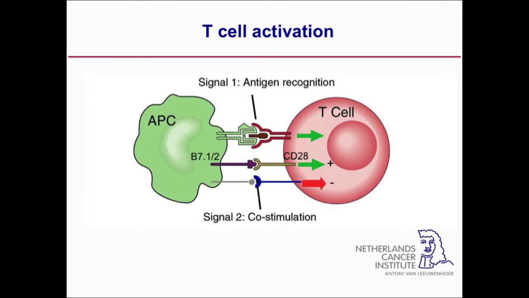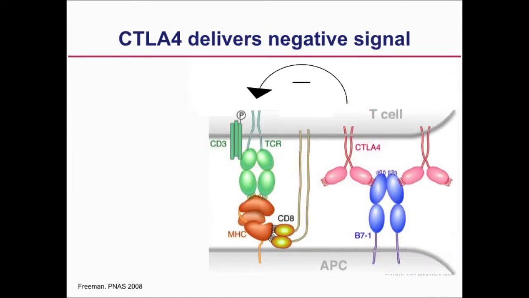But we also know that there are negative regulators in order to keep the immune response in check. One of these molecules is, of course, CTLA-4, as shown here, which probably very early on in the induction of the immune response gives a negative signal. Why we think that is because mice that lack CTLA-4 very early on in life succumb to lymphoproliferative disease and infiltration of lymphocytes in all tissues.